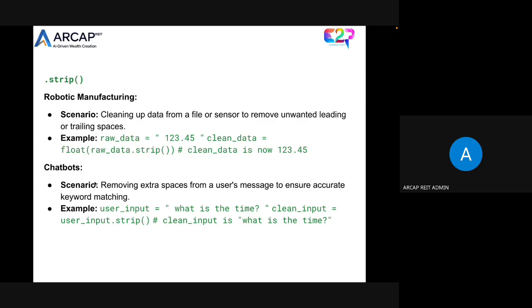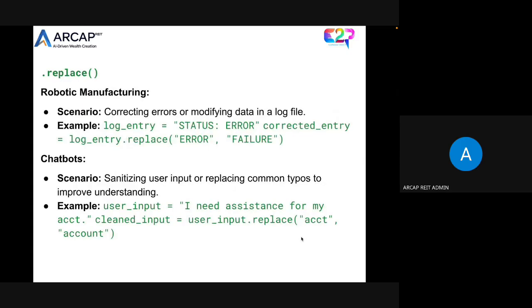In the same manner in a chatbot, for removing the extra spaces from the user message to ensure accurate keyword matching, here you can see user input is " what is the time", and we can convert that using user_input.strip. So the clean input will have the space removed and "what is the time" is matched.